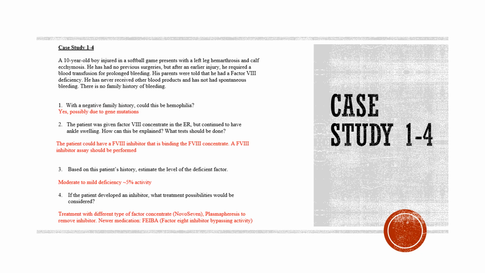Well, there's a couple of different things that we could do with inhibitors. We could treat with a different concentrate like Novo-7. Remember we talked about that, where we can bypass that intrinsic pathway step and kind of detour around it by utilizing that Novo-7. We might be able to use plasmapheresis to kind of evacuate that inhibitor that's in circulation.